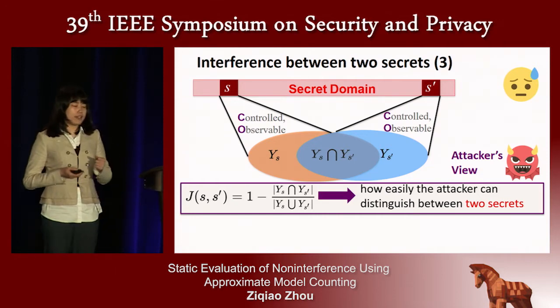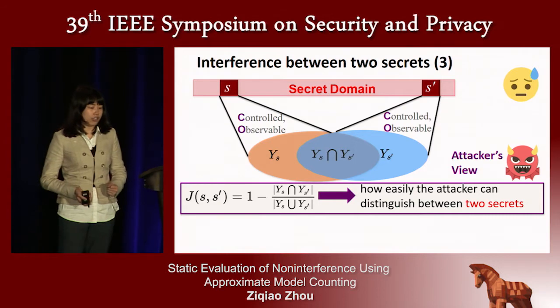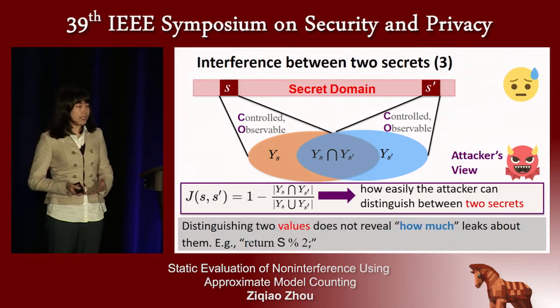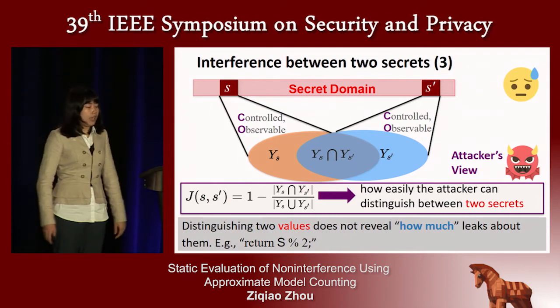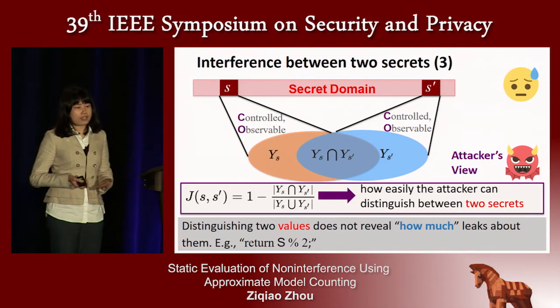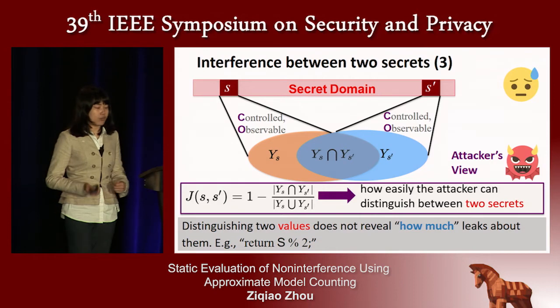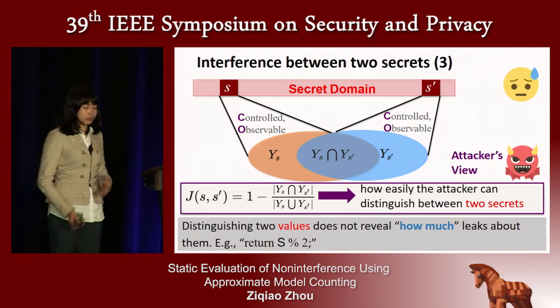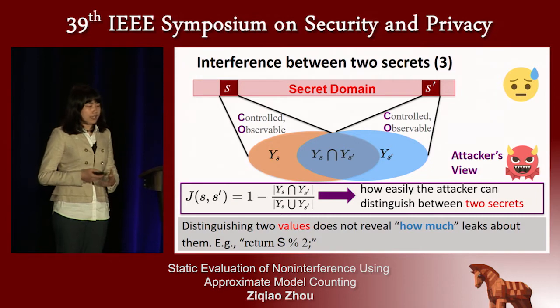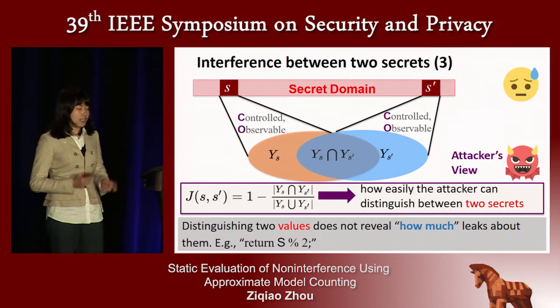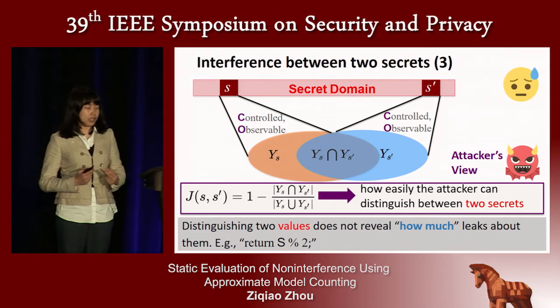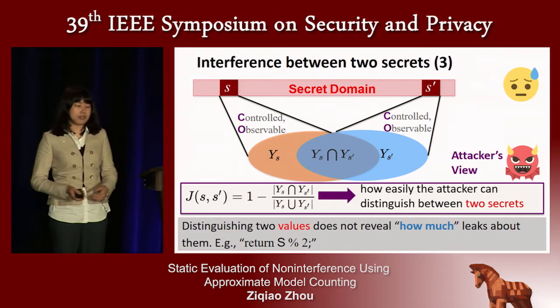However, quantifying such interference between two secret values is not enough to depict information linkage, because distinguishing between two secret values does not reveal how much information can be revealed about a secret. Consider a procedure that directly returns whether a secret is even or odd. For this procedure, the probability that you could distinguish between two different values is pretty high, but the amount of information revealed is pretty small. So we think it is necessary to quantify the interference not only from one value, but from many secret values.